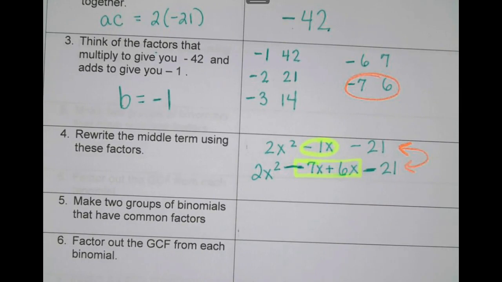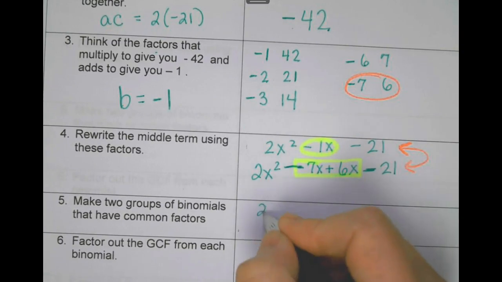Well, why did I do that? Why did I replace the negative 1 with a negative 7 plus 6? They're equal to each other, but why? Well, if it has 4 terms, do we know how to factor it? I changed it from a trinomial to a polynomial with 4 terms. That is the whole purpose of steps 2 and 3.